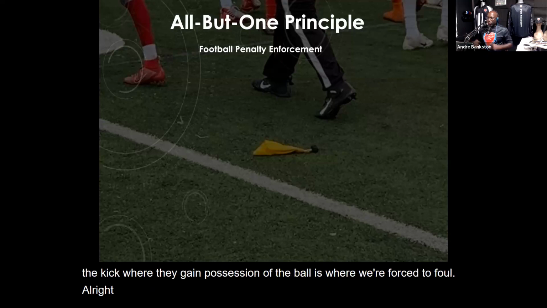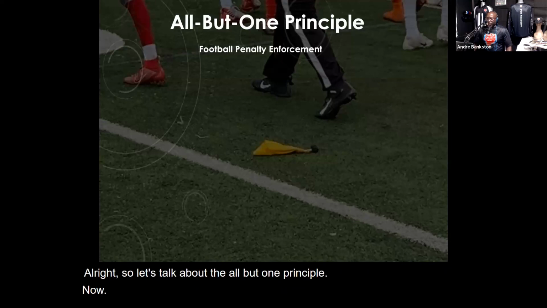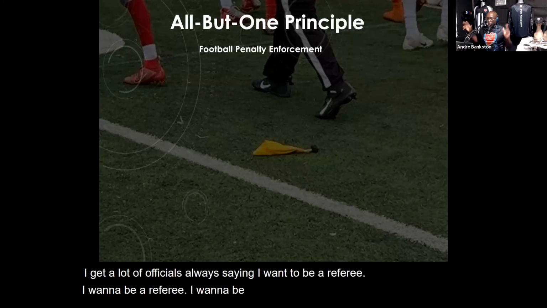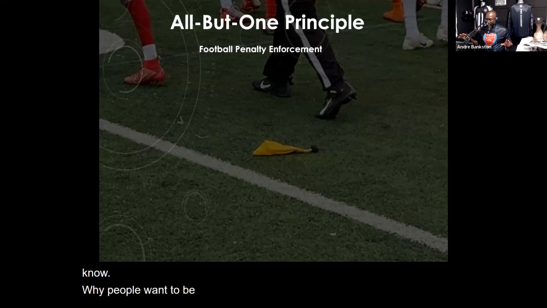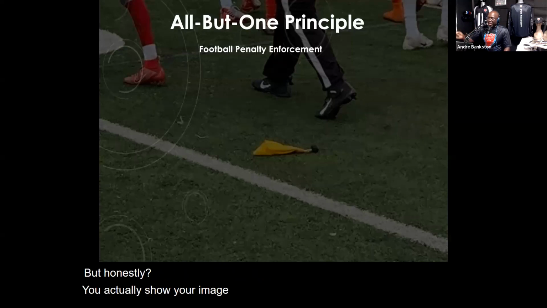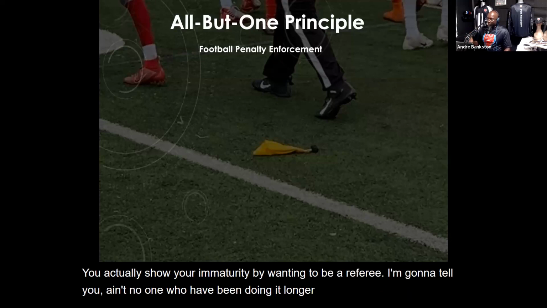All right. So let's talk about the all but one principle. Now, I get a lot of officials always saying, oh, I want to be a referee. I want to be the quote unquote white cap. I don't know why people want to be a referee. I remember when I was two years in, I wanted to be a referee. But honestly, you actually show your immaturity by wanting to be a referee. I'm going to tell you, ain't no one who has been doing it long enough wants to be a referee.